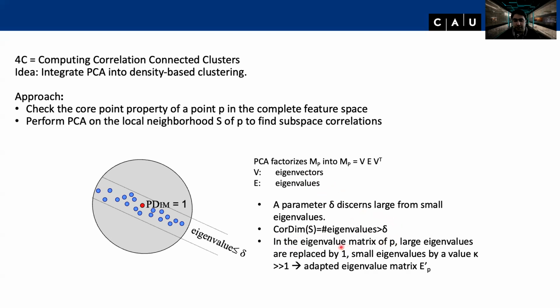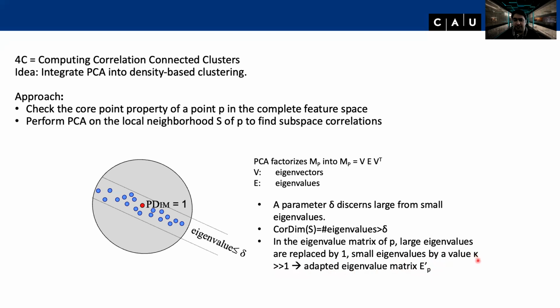So in the eigenvalue matrix of this object P with its local neighborhood S, the large eigenvalues are replaced by 1, while the small eigenvalues are replaced by a value kappa. This K-ish letter is a kappa, which is set far greater than 1. So what we have here is an adapted eigenvalue matrix E prime index P. You may think, what is this kappa actually good for?